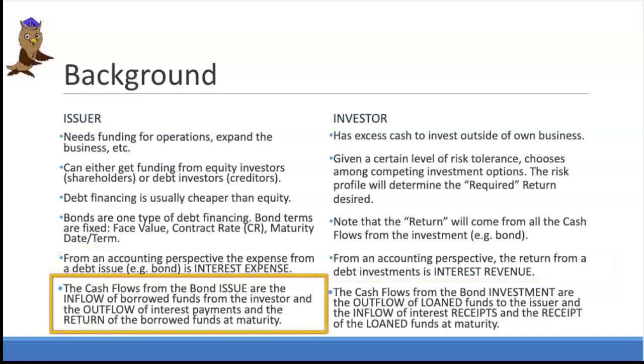The cash flows from the bond issue are the inflow of borrowed funds from the investor and the outflow of interest payments and the return of the borrowed funds at maturity. I will mainly focus on the issuer side of these transactions in the lesson, so you should review the investor side on your own.